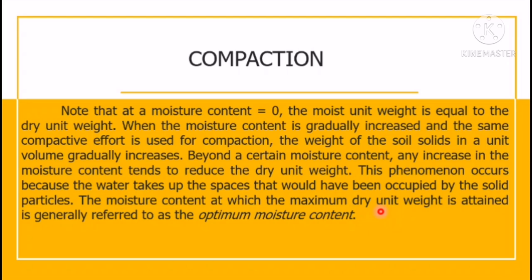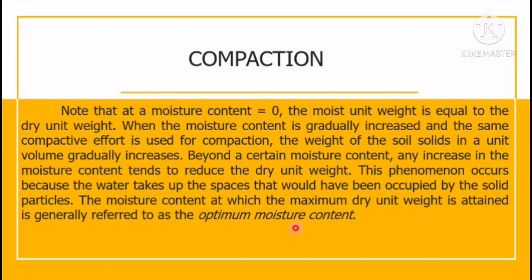Dahil, pag sumobra naman yung tubig natin, ang mangyayari dun sa lupa, magiging liquid na siya, mahihirapan na siyang ma-compact dahil liquid na yung ating tubig. So, it doesn't mean na pag tinaasan natin ang moisture content, is mataas din yung ating maximum dry unit weight. I mean, hindi porket mas mataas yung moisture content is mas tataas din yung ating compaction. So, hindi. So, at a certain point, pag na-reach na nung ating lupa yung level ng moisture content kung saan dun siya pinaka-compact, bababa ulit yung ating dry unit weight ng lupa kapag na-reach natin yun. And, yung moisture content, kung saan pinaka-compact natin yung lupa natin, is what we call optimum moisture content.